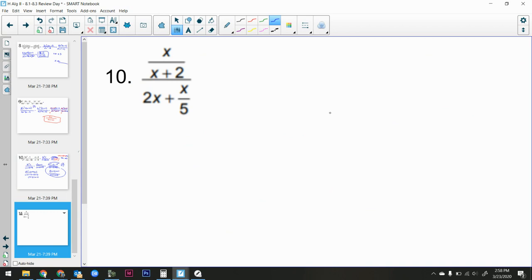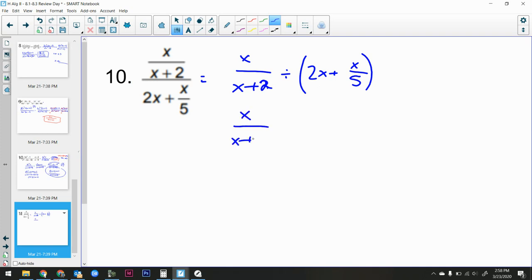Okay, last problem. Ooh, these complex fraction ones. Now, remember that this is x over x plus 2 divided by this whole 2x plus x over 5, right? Okay, so I've got to get a common denominator here. Before I keep change flip, I've got to get a common denominator, so this becomes a multiply top and bottom by 5. This gets a 10x, right? X over 5.